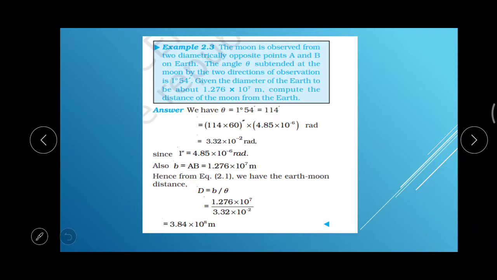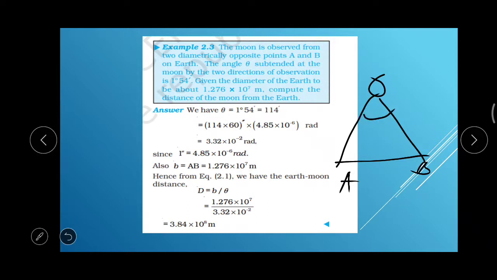Now come to the next question. The moon is observed from two diametrically opposite points A and B on earth. The angle theta subtended at the moon by the two directions of observation is 1 degree 54 minutes. Diagrammatically, the points A and B are there, and you are observing the moon from A as well as from B using the telescope, and the theta value is given.